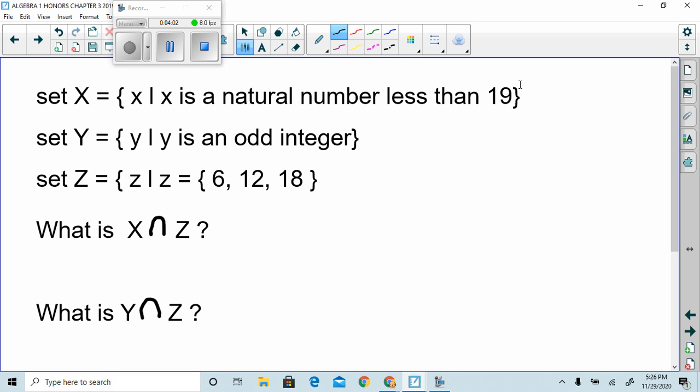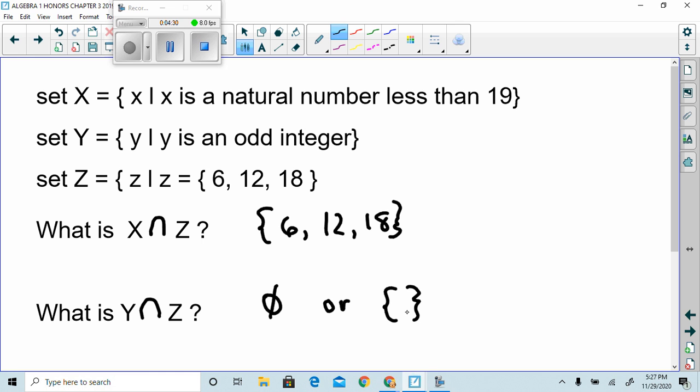Well, if this is all natural numbers less than 19, and Z is 6, 12, and 18, then that is your set. If I want to find the intersection of Y and Z, we'll see that this is all odd numbers and these are even, which means this is a disjoint or empty set. And we're just going to use either one of these notations. But let me finish, I'm almost done.